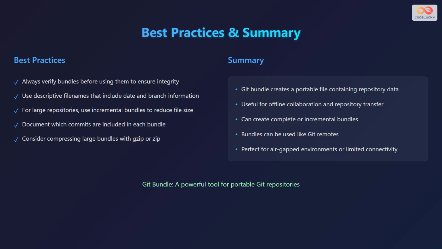To summarize, Git Bundle creates a portable file containing repository data. It is useful for offline collaboration and repository transfer. It can create complete or incremental bundles. Bundles can be used like Git remotes and are perfect for air-gap environments or limited connectivity. Git Bundle, a powerful tool for portable Git repositories.